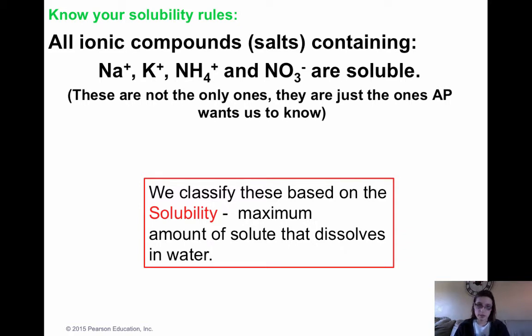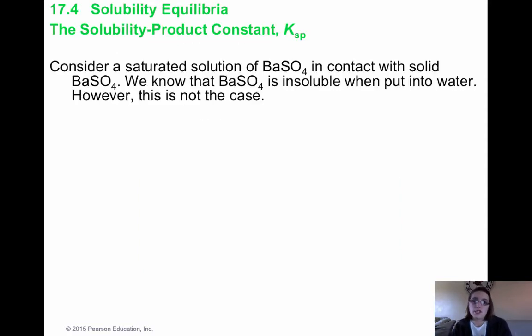The equilibrium that we're going to be looking at are those salts that do not dissolve completely, so they are weak electrolytes. They're insoluble in water. And so what we do is classify these salts based on solubility. Solubility is the maximum amount of solute that you can dissolve in a specific amount of water. In this video, we're going to focus on the solubility product constant.